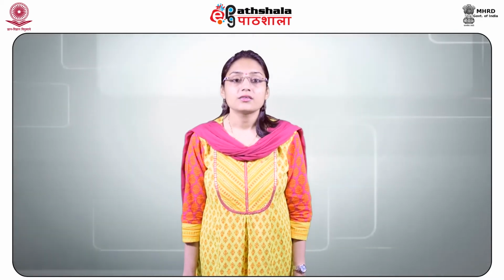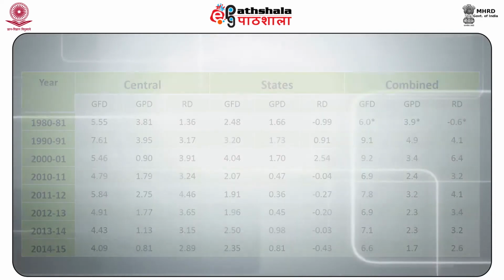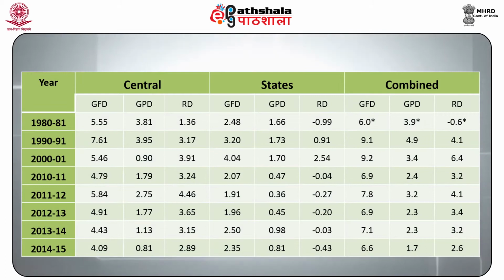Now we will discuss the indicators of deficit. At the beginning of the 80s, the combined gross fiscal deficit of the center and the states was about 6%, which however increased to about 9% in 1990-91 and was almost the same in 2000-2001. This can be observed from the table. The table shows that during the last 5 years, the combined fiscal deficit of the center as well as the states has remained close to 7%.